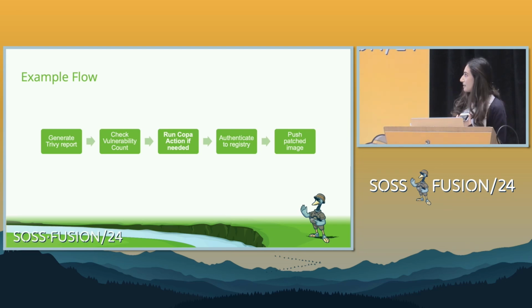And this is basically a flow that you can expect when you're running Copa in your pipelines, and it's similar to what our team does. So you can generate a Trivy report, check the vulnerability count, and then run Copa if it's needed. And then you handle the authentication to your registry and push the patched image.